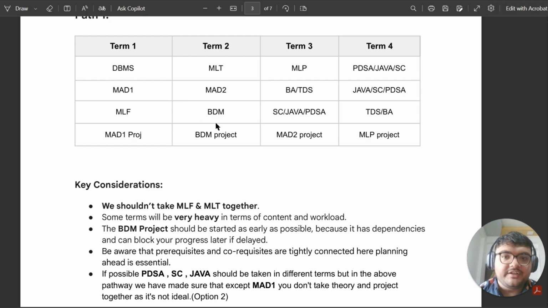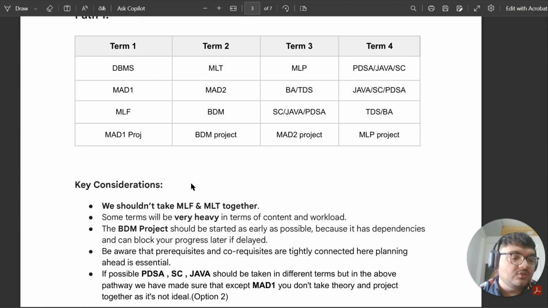Then MLT, MAD2, BDM has ROE. And the BDM project, you can start by submitting the proposal. It's not that you need to study the whole BDM and then do the BDM project. You can start submitting proposals, you can start submitting the midterm. Then MAD2 and MLP are the subjects that you should take theory after project.